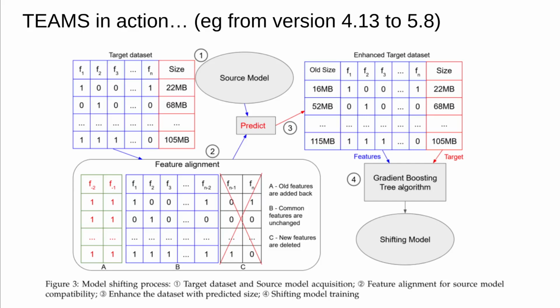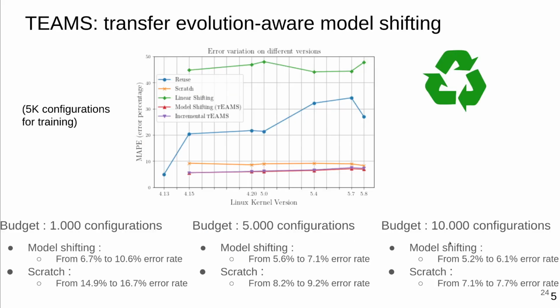And this is precisely what we did, and instead of using a linear relationship, we are considering a gradient boosting tree algorithm here to learn the transfer function, which is then used to shift the model and to do the whole prediction. So is it effective? Yes. The first important result is that, of course, we beat reuse. Reuse is when you blindly reuse a prediction model as is. I have shown previously that it degrades a lot in terms of accuracy. So Teams is able to beat reuse.